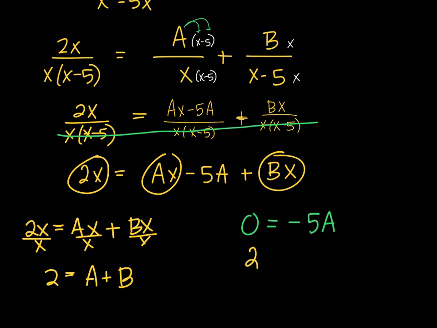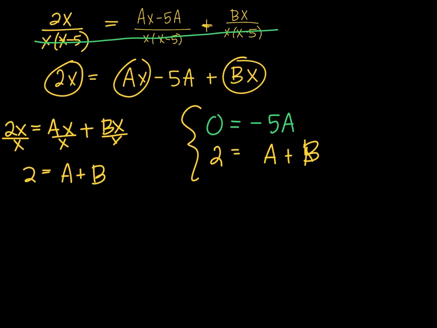So maybe I want to put those two together. And then you ask yourself, well, what's the best method to solve the green equation and the yellow equation at the same time? Okay, I would say get a by itself and then substitute. Okay, if you get a by itself, what do you have to do to both sides? Divide by negative 5. So that's going to give me a equals 0. And if a equals 0, then b is equal to 2.